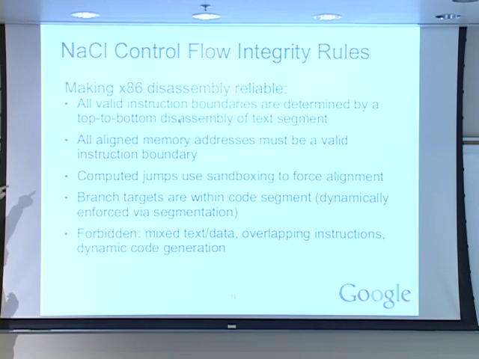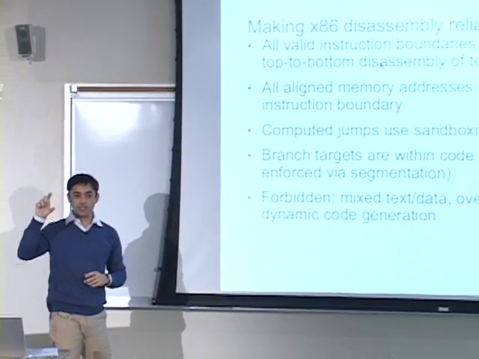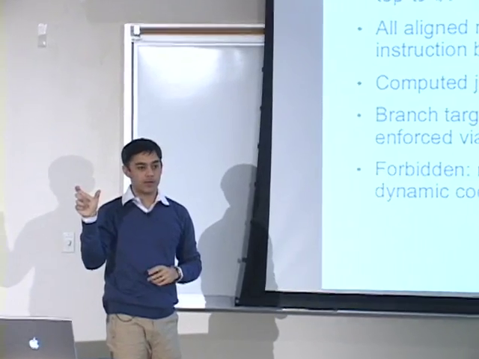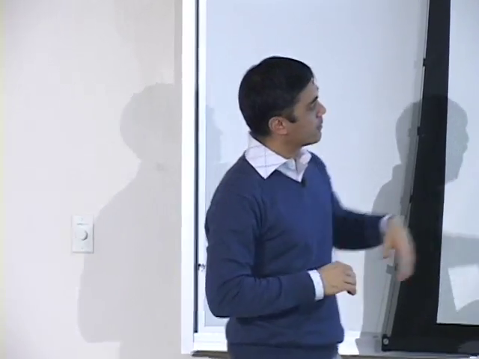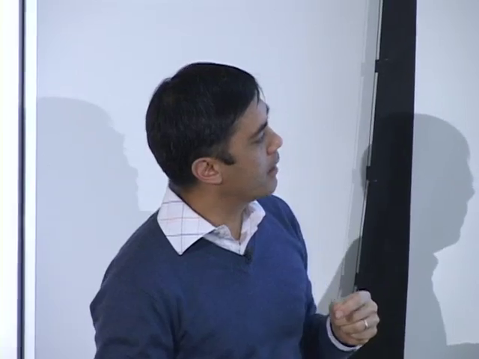Next, all aligned memory addresses must be a valid instruction boundary. In other words, if in this top-to-bottom disassembly we see an instruction that straddles a 32-byte boundary, the module is unsafe and we refuse to execute it. Next, computed jumps use sandboxing to force alignment, like the example I just showed you a moment ago. Next, branch targets must be within the code segment, and that's just segmentation is going to force that to be true. So we can't branch outside of the code that we're statically checking.